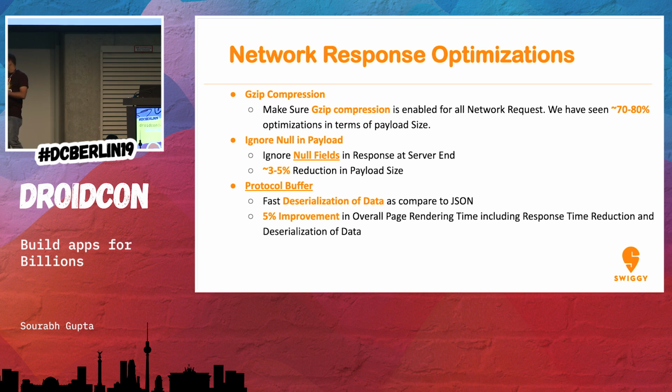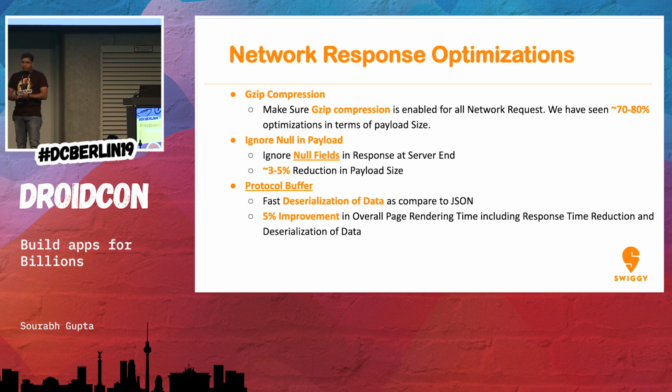To remove the null fields, you have the Jackson ignore method. You can remove all the nullable fields from the response. Based on how many times you are sending the null field in the response, it will give you an improvement. In our case, we have seen like a 3 to 5% reduction in payload size, just by removing all the nullable fields coming in the response.